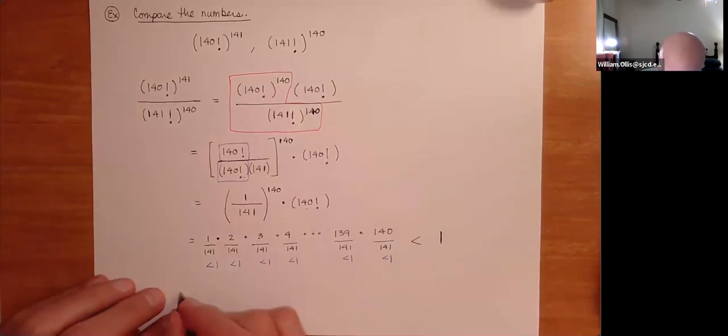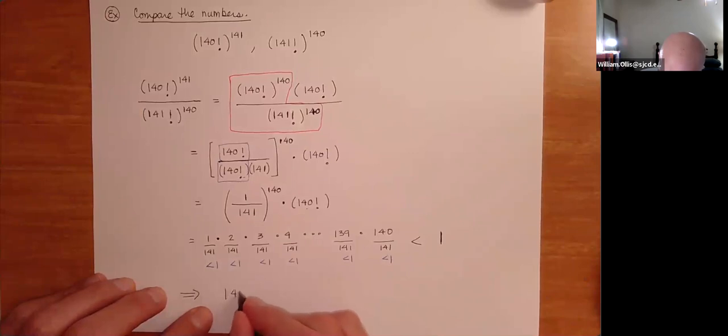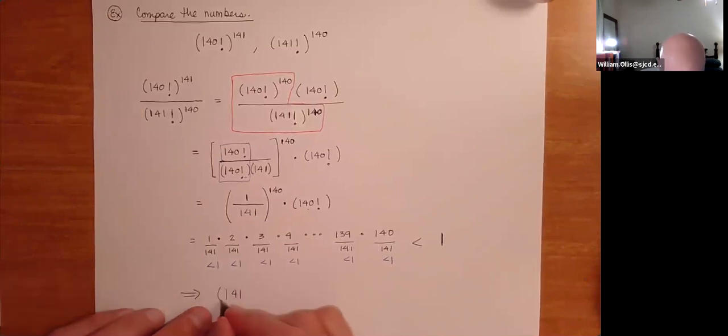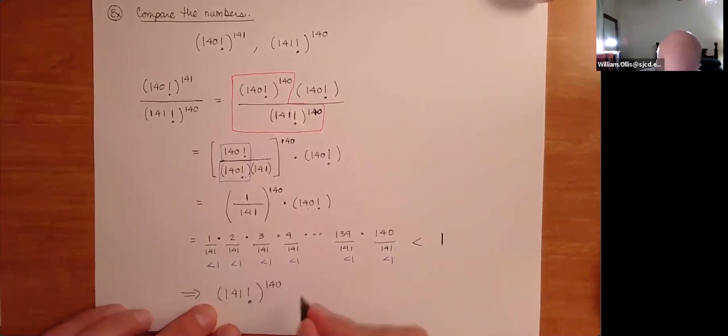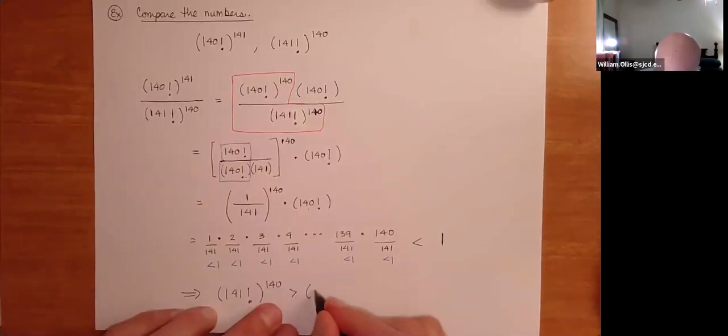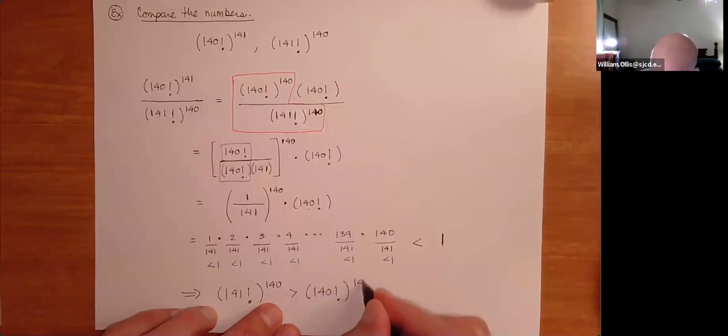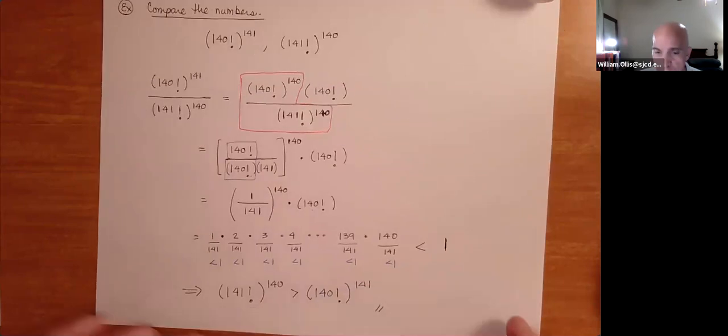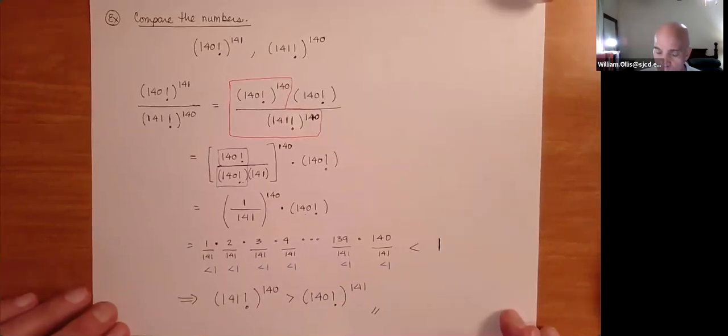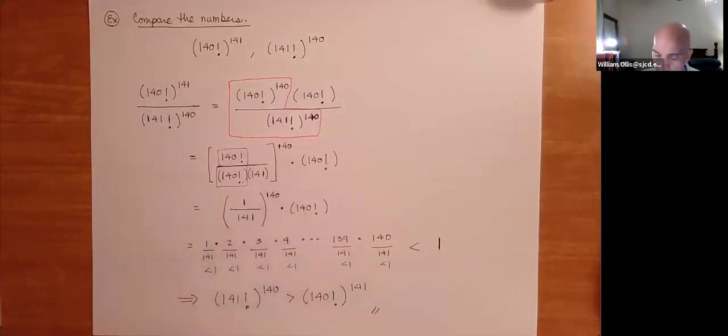So by analysis, this implies that 141 factorial to the 140 must be greater than 140 factorial to the 141. So that's an analysis that we can do using what we know about factorials.